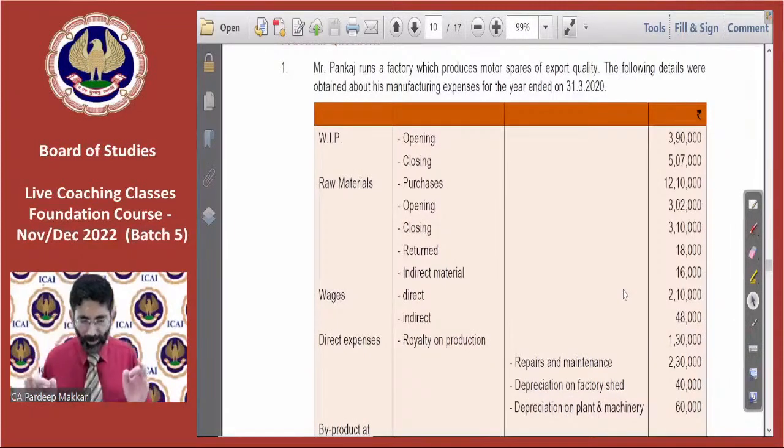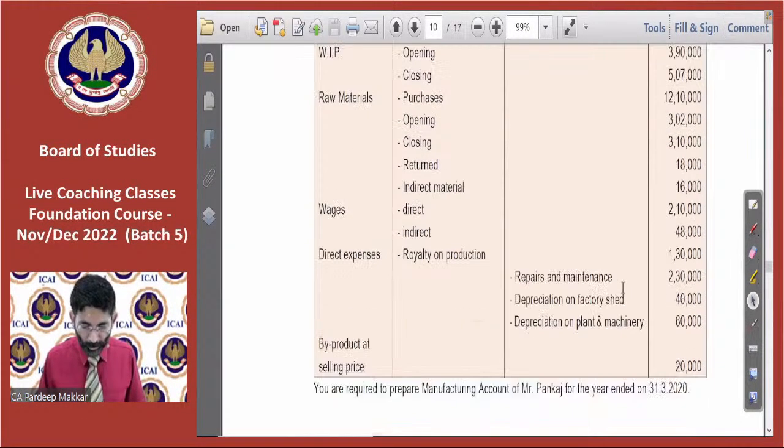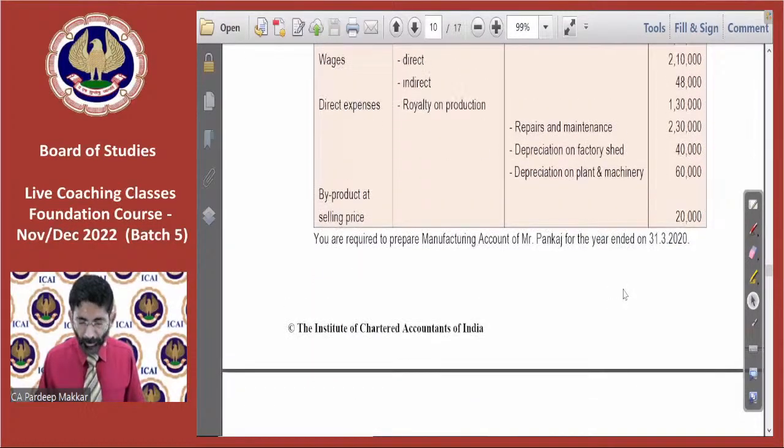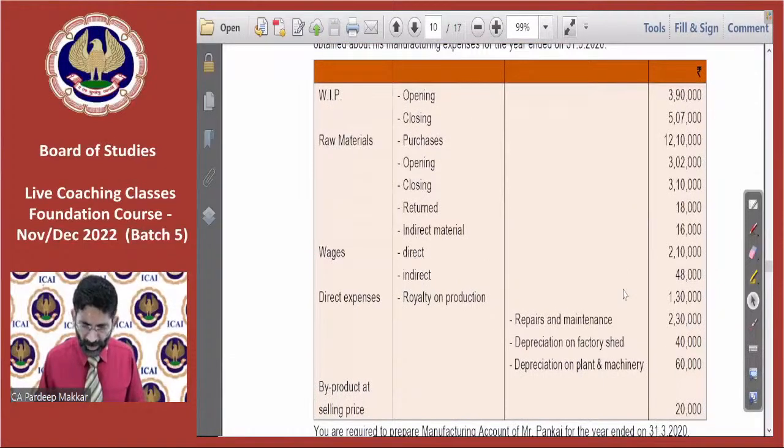Pankaj runs a factory which manufactures motor spare parts. So details are given to you. You are required to prepare the manufacturing account of Mr. Pankaj, which is very easy. Beta, you will have to prepare one account. In that case, it will be really very easy to understand. If you have already done it, it will not be a difficult task.